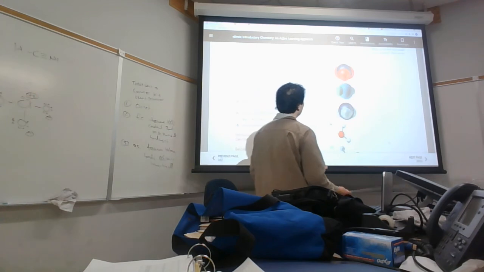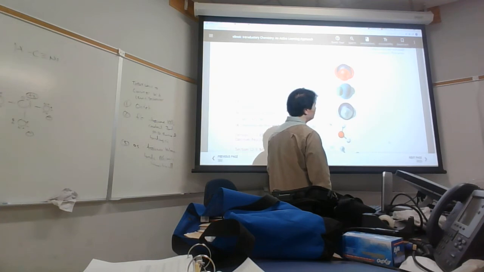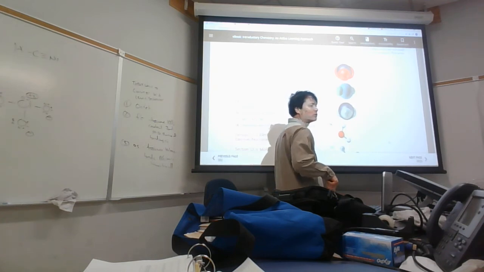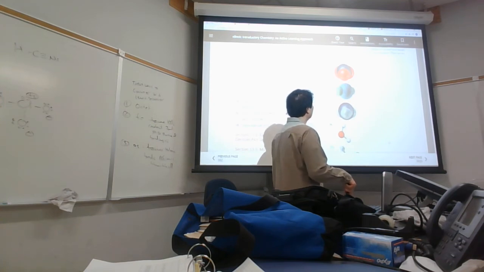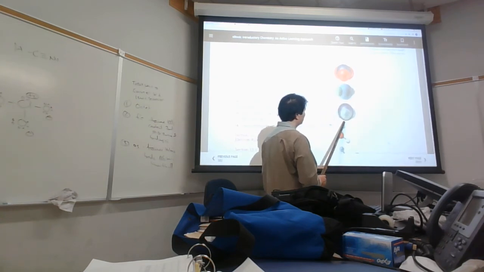Some of these are hard. What would you describe this shape as? To me, that looks either trigonal pyramidal or trigonal planar. What do you think? Trigonal pyramidal or trigonal planar? Yeah, probably pyramidal. This looks linear. This looks trigonal planar. This is bent.